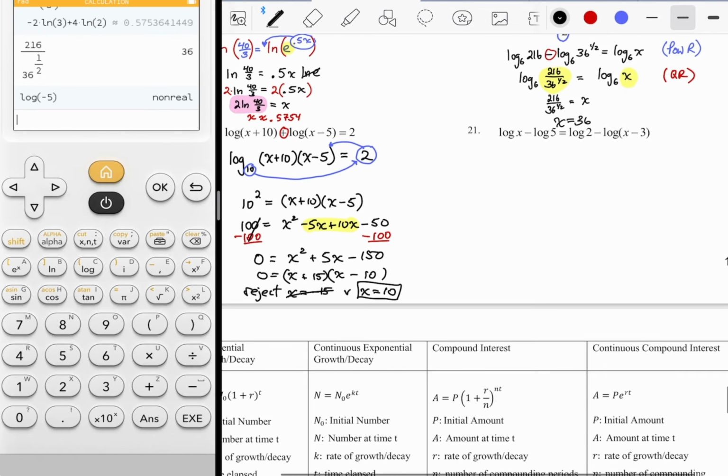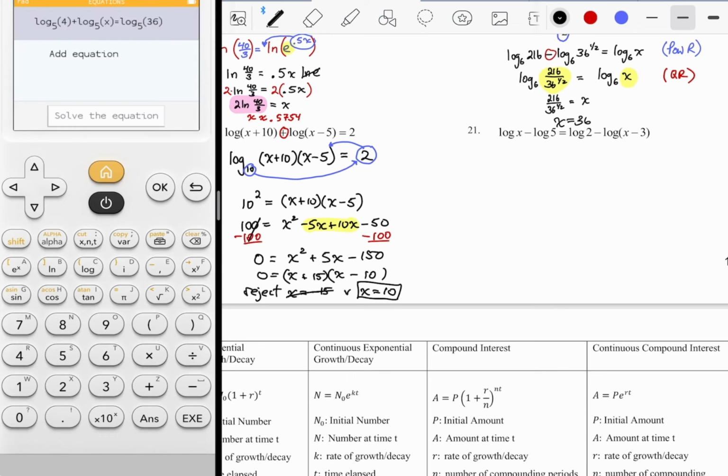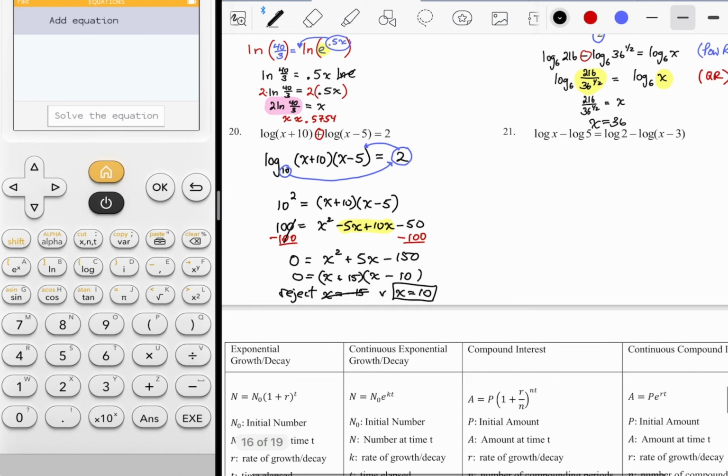All right, so you got to be careful about stuff like that. But if you're in doubt, go into your equation app, type in the original. So log, this will be a little easier to type in because it's a common log. Log of x plus 10 plus log of x minus 5 equals 2.